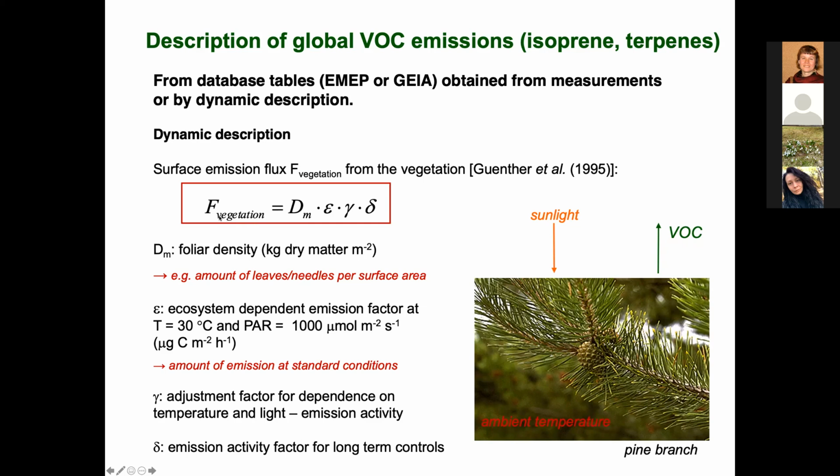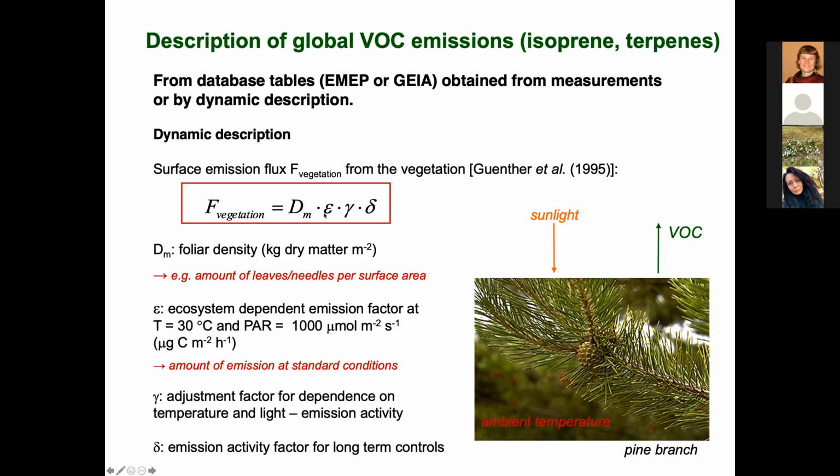You have the flux from the emission from the vegetation, which is nothing else than the foliar density. This you get from the forest people who really measure how many trees there are and how many needles you have there, in kilograms per square meter. Nowadays you also get this data from satellites, or from unmanned UAVs flying around. So you need the foliar density: how many needles and leaves per surface area there are.